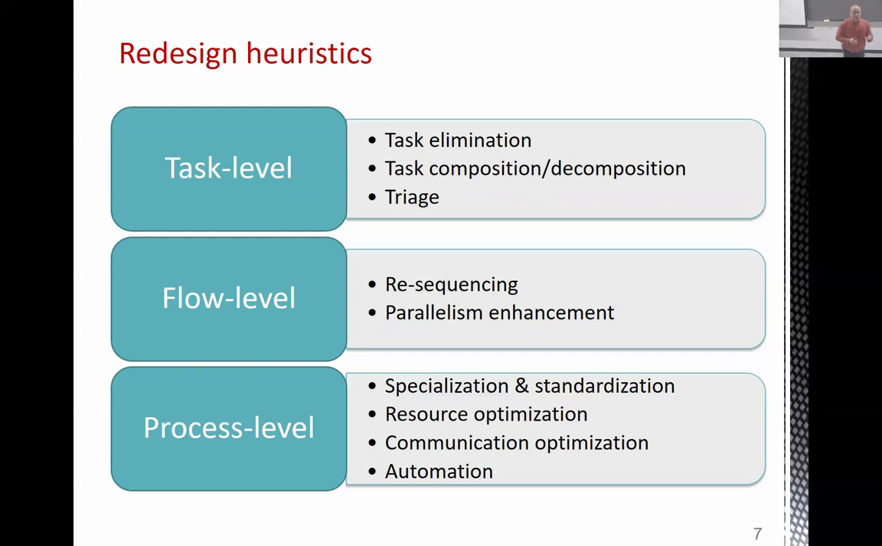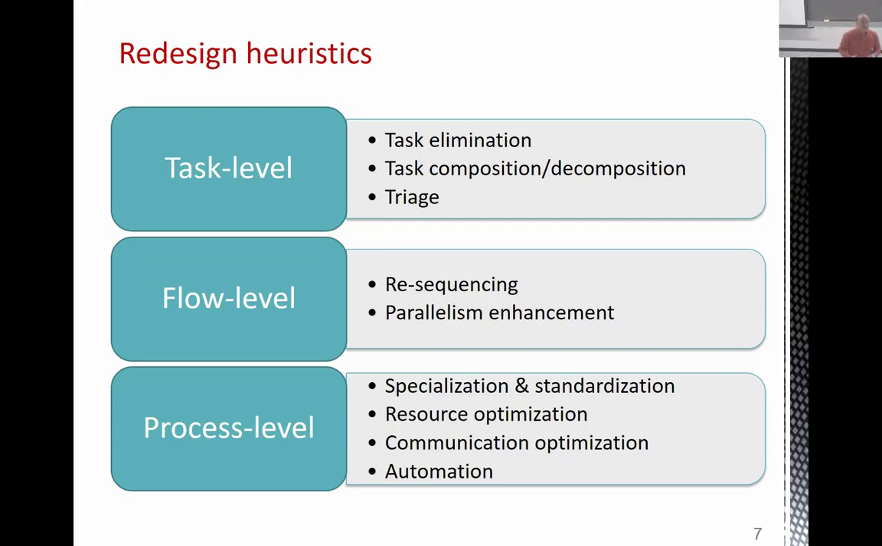The first group of heuristics is the task level heuristics, because they tell you how to adapt individual tasks in your process in order to address different performance issues. The second category of redesign heuristics are the flow level heuristics. There are 2 of them, and they tell you how you can rearrange the flow in your process, like how you can change the order of tasks in order to improve the performance of the process.